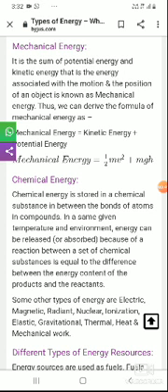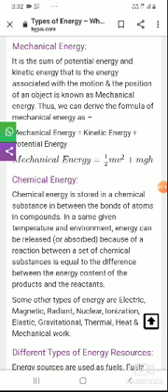So we can write here that mechanical energy is equal to 1 by 2 mv square, that is kinetic energy, and plus mgh, that is potential energy. So it is the sum of potential energy and kinetic energy, that is the energy associated with the motion and the position of an object.